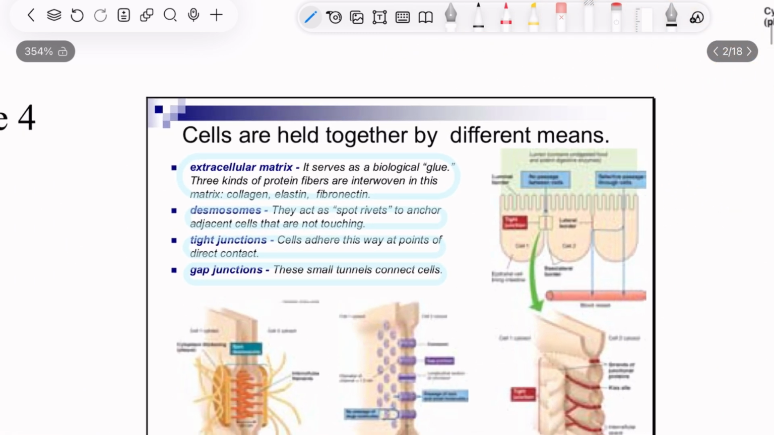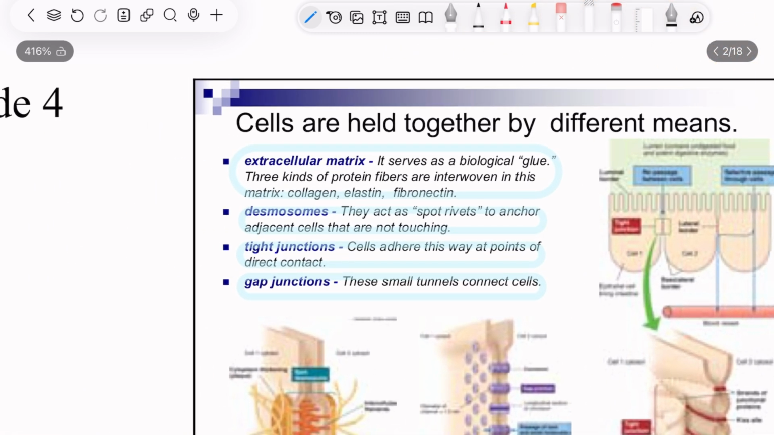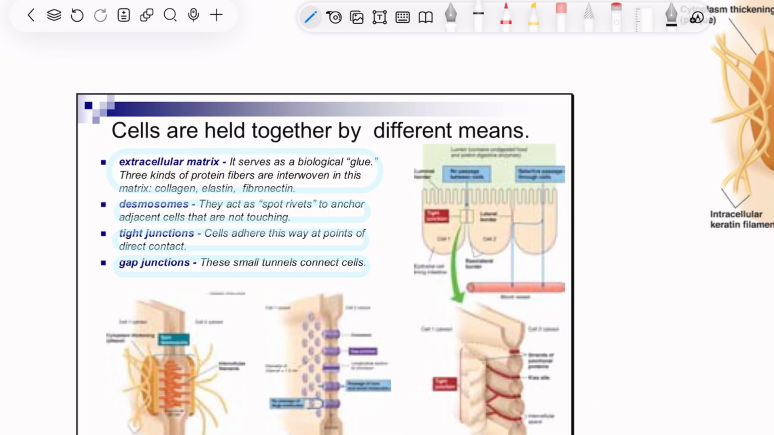So an overall summary of these four is that the extracellular matrix, just think of it as something that holds cells like a glue. Okay. Desmosomes provide a strong connection for cells under stress. Tight junctions seal the cells to prevent leakage, and gap junctions allow cells to communicate by passing small molecules.